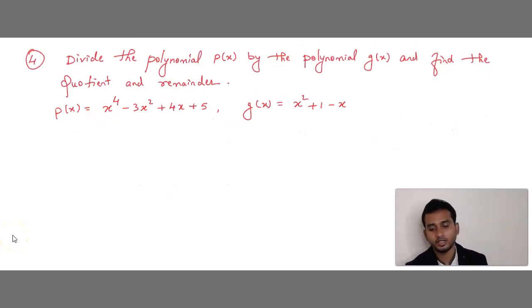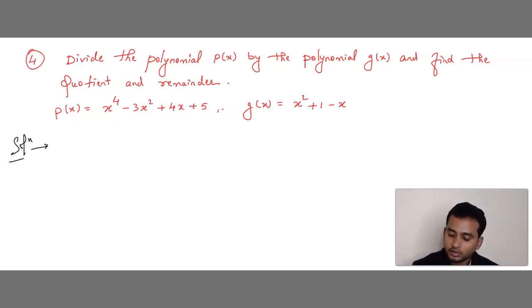Hi children, we can see here this question number 4. Divide the polynomial p of x by the polynomial g of x and find the quotient and remainder, given p of x and g of x. Children, one thing you can make sure: both the problem statements are the same, but here it is additionally asking to find the quotient and remainder. If it is not asking also, definitely we need to find the quotient and remainder. Okay. So first we write p of x.